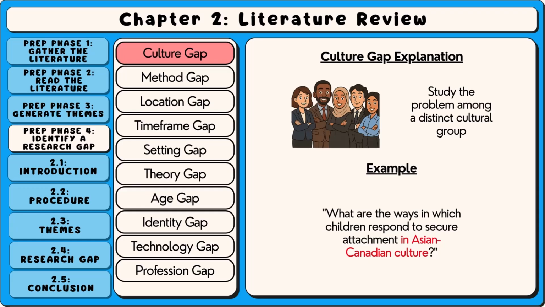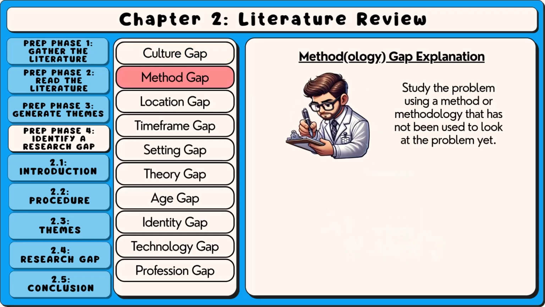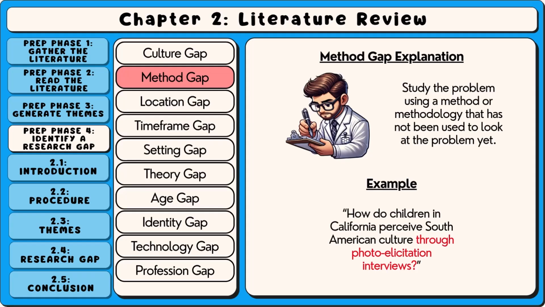You could also identify a methodology gap. This is where you study the problem using a methodology that has not been used by previous studies to look at the problem. For example, previous studies might have explored how do children in California perceive South American culture. However, no other study may have done it through photo elicitation interviews, which is a specific type of interview method.